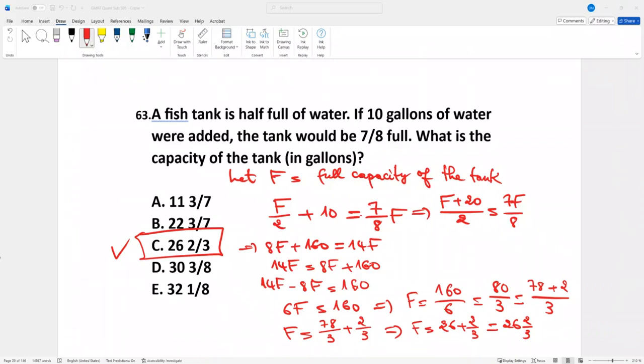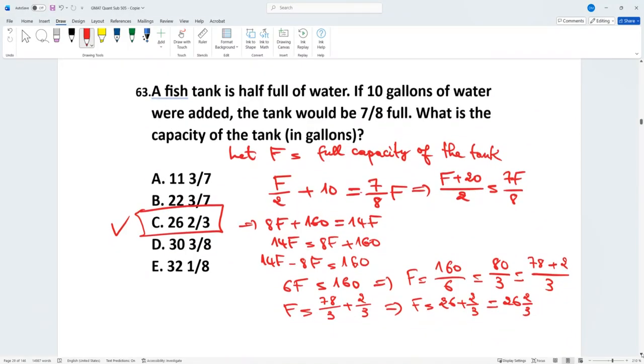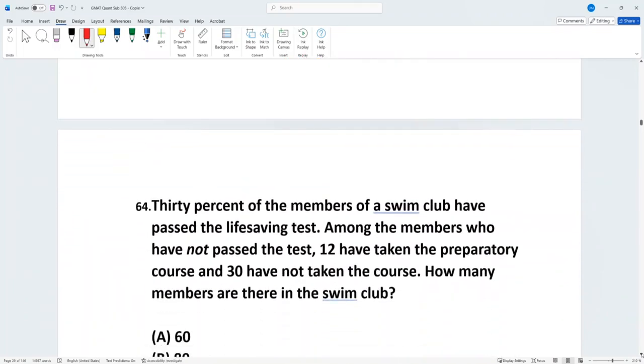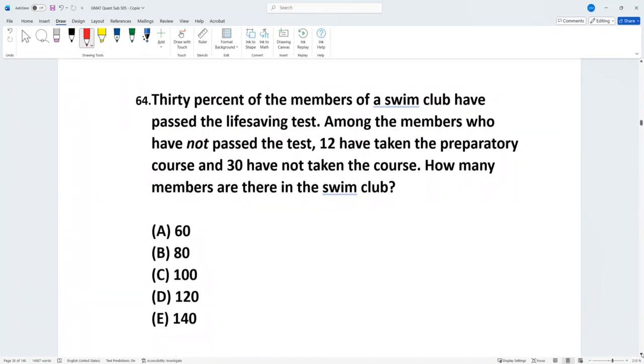Moving on to question 64, the next one. The question says, 30% of the members of a swim club have passed the life-saving test. Among the members who have not passed the test, 12 have taken the preparatory course and 30 have not taken the course. How many members are there in the swim club?